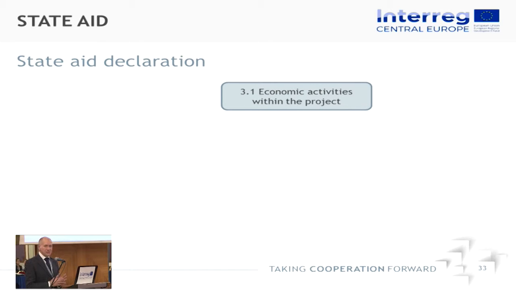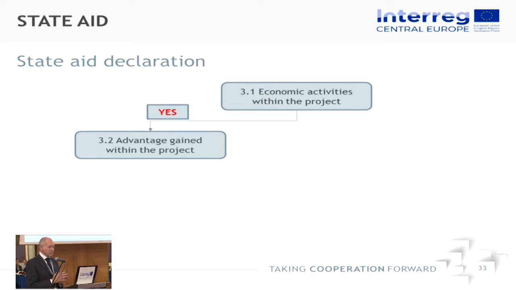In this section of the declaration, you have to start by informing whether you consider that you are performing, as a partner, an economic activity within the project. If yes, then you are requested to describe which economic activity, or what you think is an economic activity, and if no, then you can continue. If yes, you have to fill in section 3.2, which is meant to describe, according to you, what advantage you will get out of the aid you receive within the project for performing this economic activity, following the criteria I showed you before.